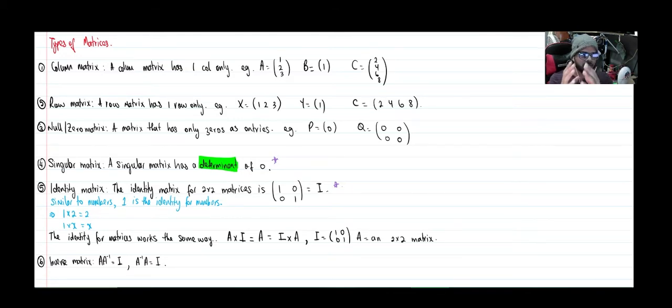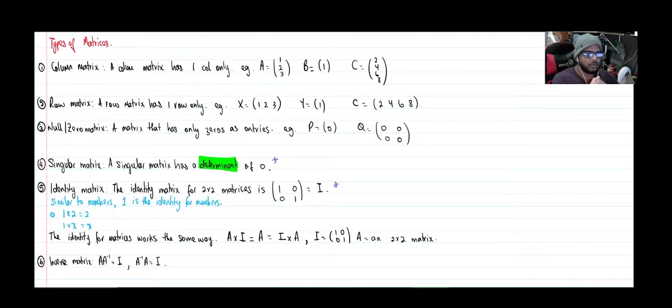If I have a matrix multiplied by the identity, I get back the matrix. Just like I have a number multiplied by the identity, I get back the number. So the identity for matrices works in such a way that any 2 by 2 matrix A multiplied by the identity will give me back A. It works the other way around as well. The identity multiplied by a matrix, remember both of them need to be 2 by 2, will give me back the matrix.